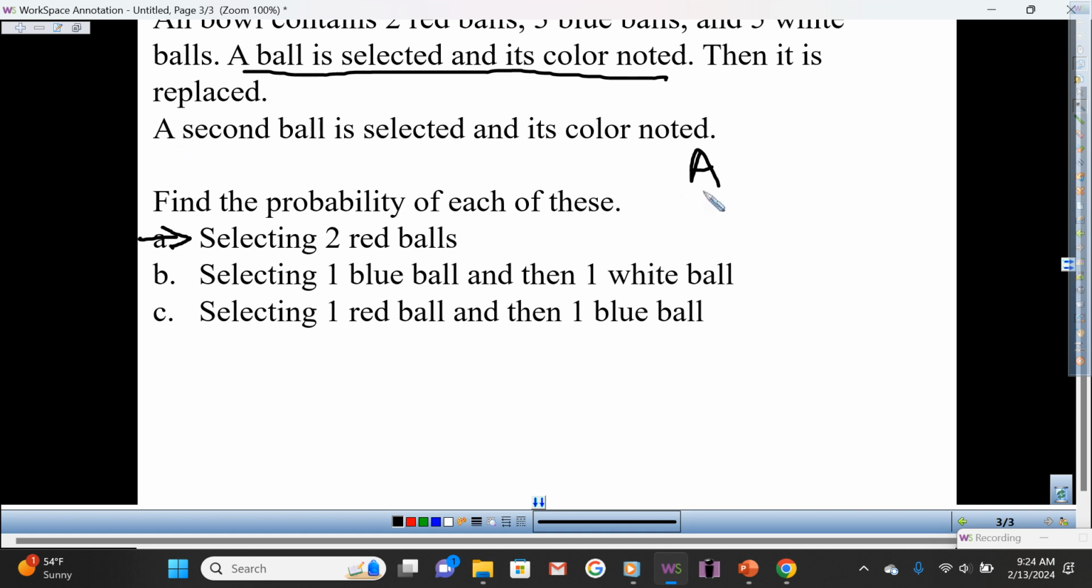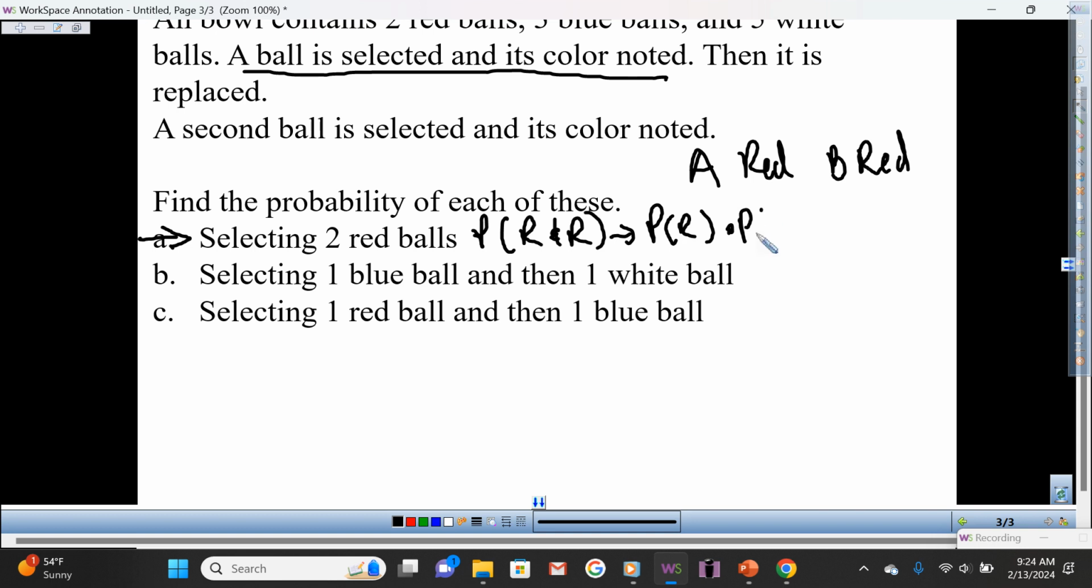So what would be A? Red. And how about B? Very good, red. So therefore, the formula would be P of R and R, which means P of R times P of R. So what is that probability for each of those?